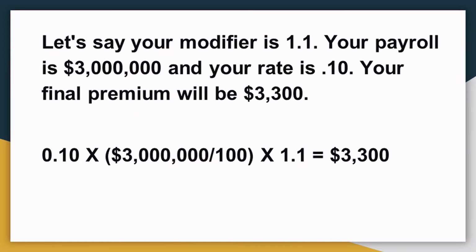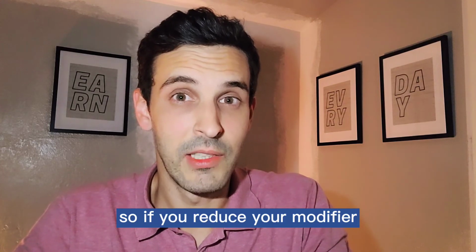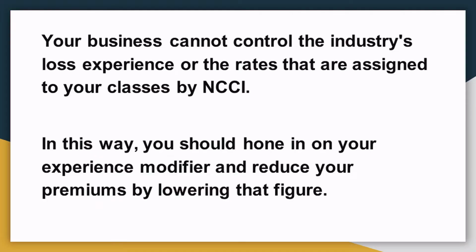Let's say your modifier is 1.1. Your payroll is 3 million and your rate is 0.1. Your final premium will be 3,300. 0.1 times 3 million divided by 100 times 1.1 equals 3,300. So if you reduce your modifier, you reduce your premium. Your business cannot control the industry's loss experience or the rates that are assigned to your classes by NCCI. In this way, you should hone in on your experience modifier and reduce your premiums by lowering that figure.